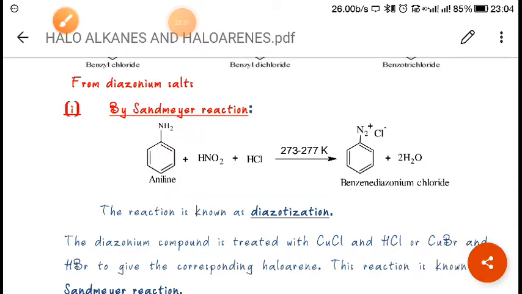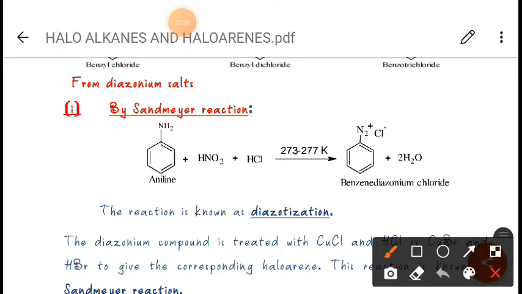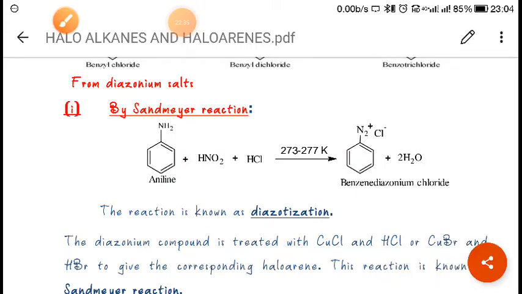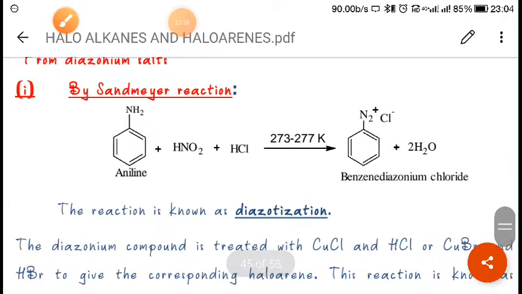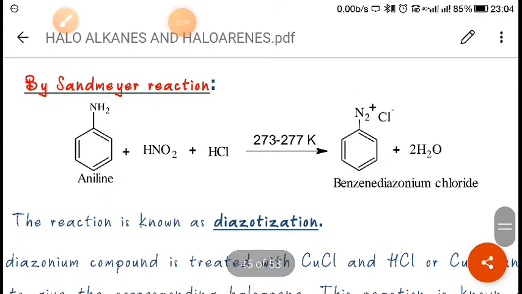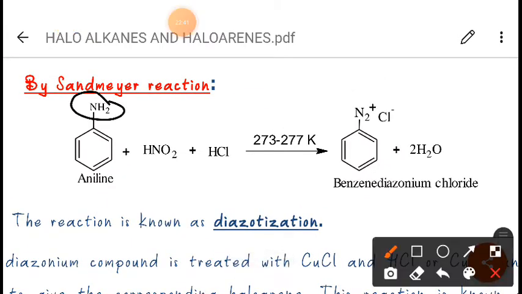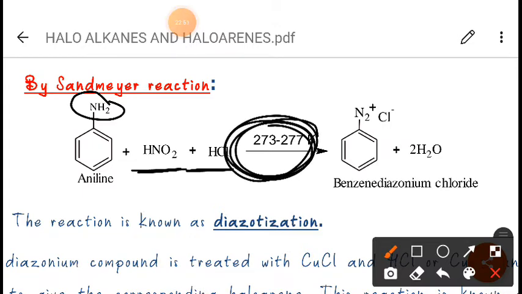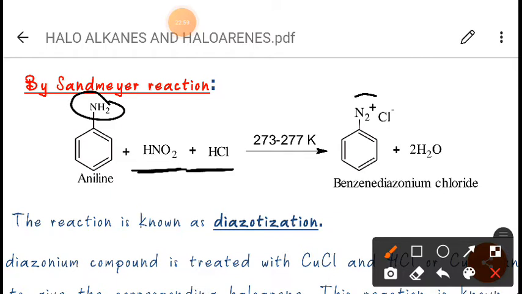Now next, as you can see, one more example is given here. Here we have used NH2 in presence of HNO2 and HCl. The reaction is happening at 273 K, that is 5 to 7 degrees Celsius. As you can see, it will form N2+ and Cl- will come out, right?